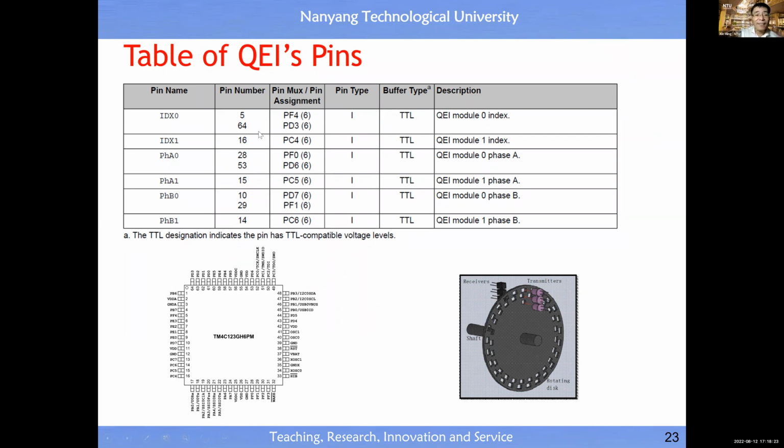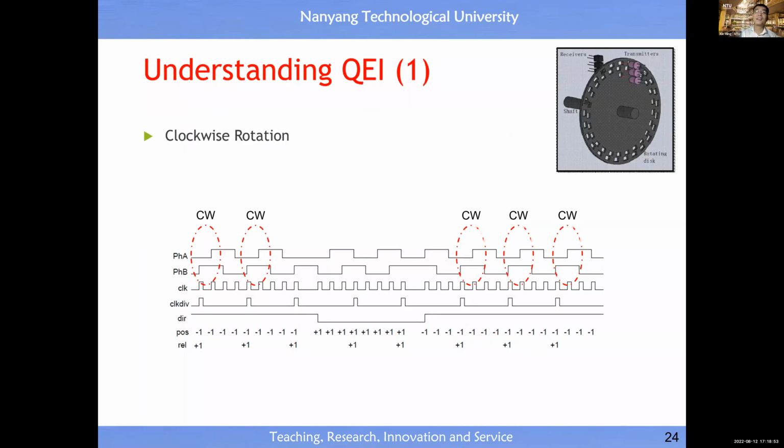Then the physical connection to the pin of the device, the chip, is here, okay, pin 5, pin 64. Then the meaning of this pin is a port, which pin of which port. This means pin 4 of port F, pin 3 of port D, pin 4 of port C, pin 0 of port F, pin 6 of port D, etc. Right? So this table helps you to do the physical connection. So you should not make a mistake when you do the connection. All right. After the physical connection, then you just focus on the configuration.